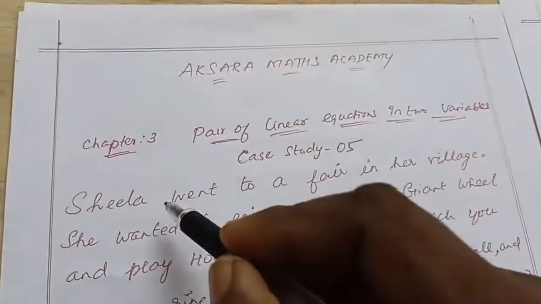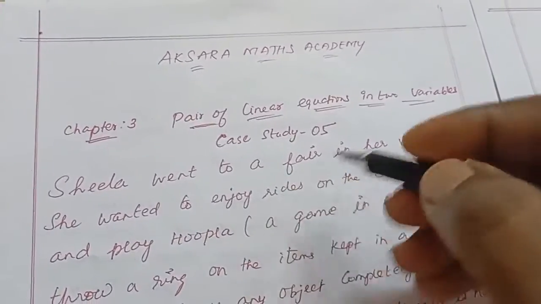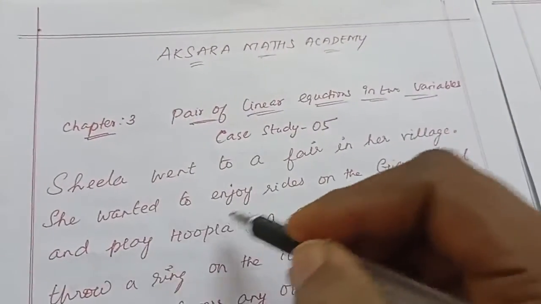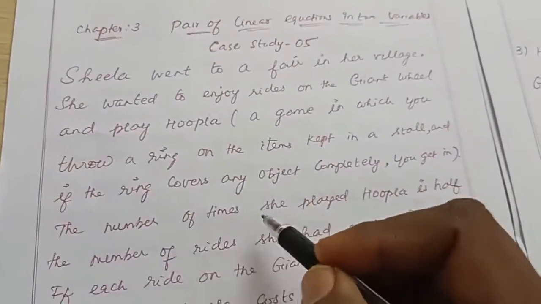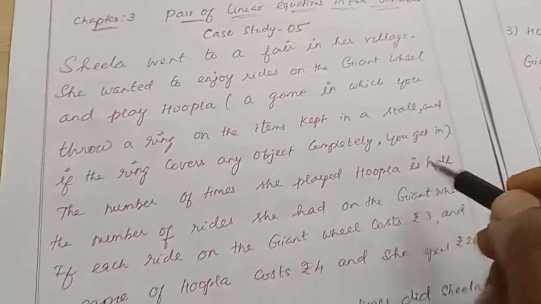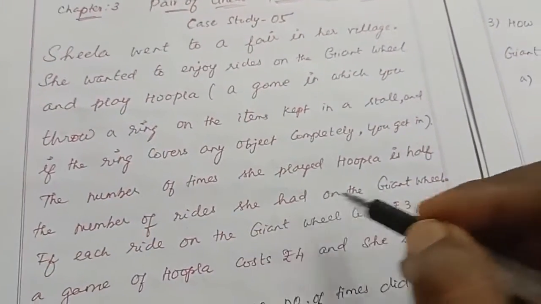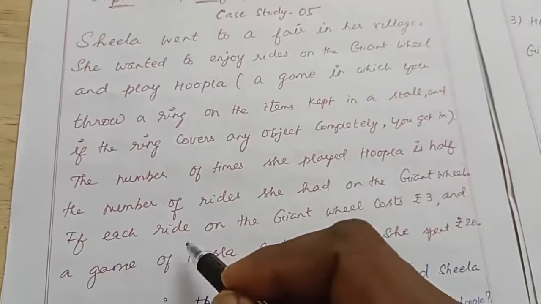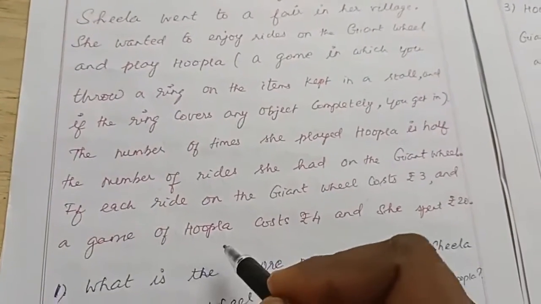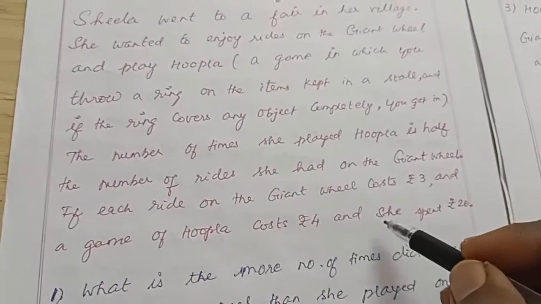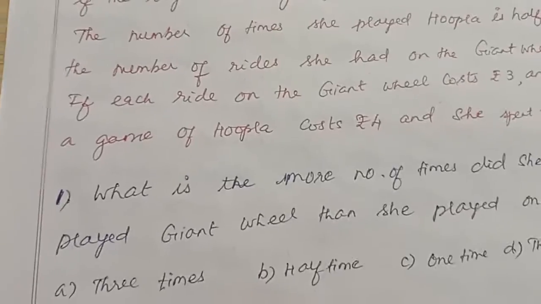What is the question? Sheila went to a fair in her village. She wanted to enjoy rides on the giant wheel and play hoopla. The number of times she played hoopla is half the number of times she rode the giant wheel. If each ride on the giant wheel costs rupees 3 and each game of hoopla costs rupees 4, and she spent rupees 20.